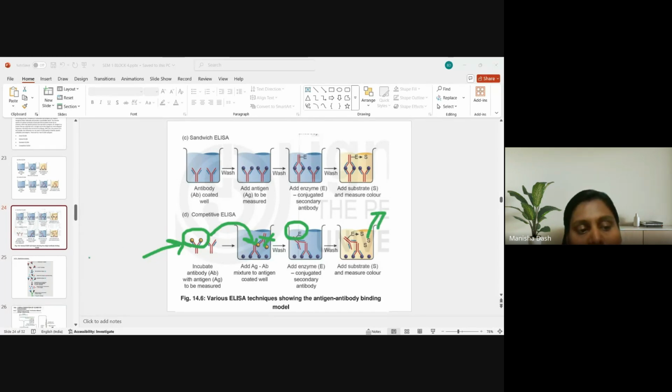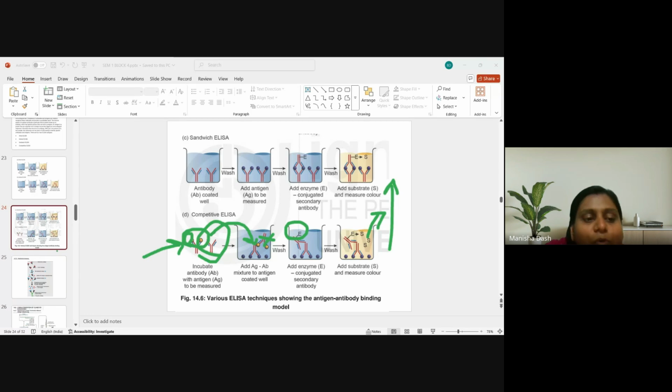So only the free antibody from this solution that you are using will bind to this antigen. Okay. So the more the amount of free antibody, the more the color. So if the color is more, it means in your original sample, this antigen concentration is less.